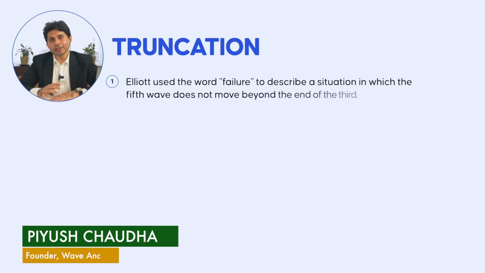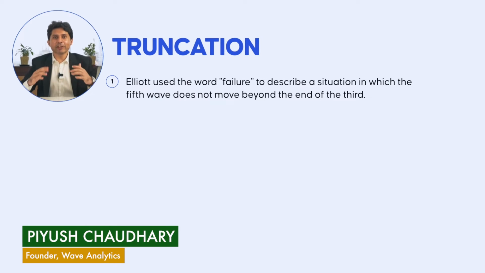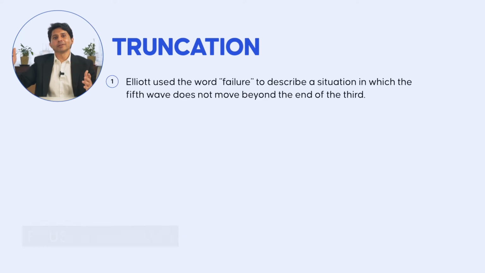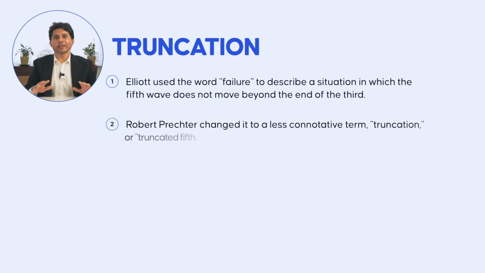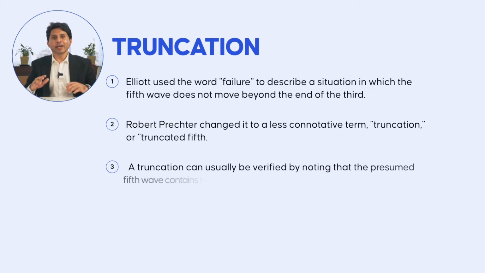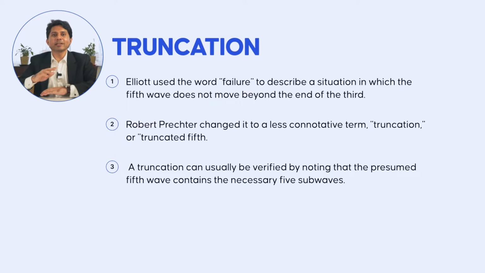Elliott used the word failure to describe a situation in which the fifth does not go beyond the end of third, but Prechter changed it to a less connotative term, truncation, or a truncated fifth. A truncation can usually be verified by noting that the presumed fifth wave contains all the necessary elements of an impulse wave, which are the 5 subwaves.